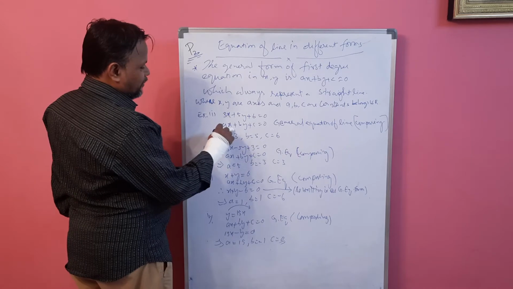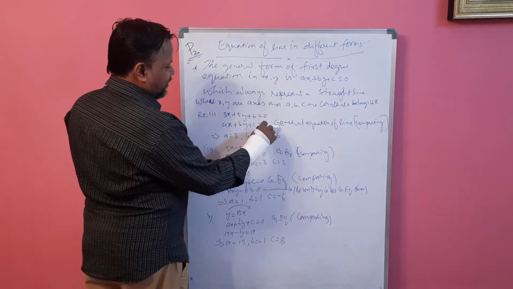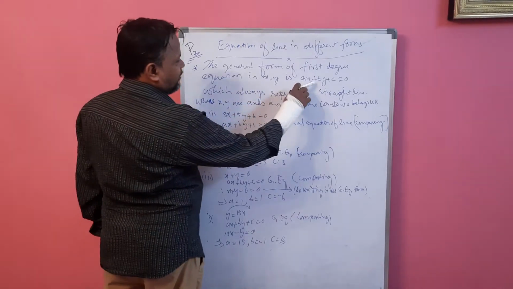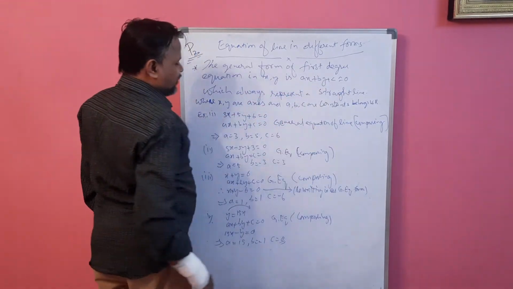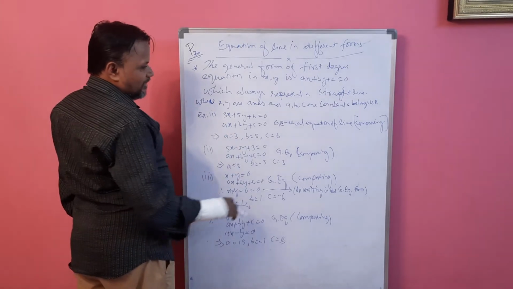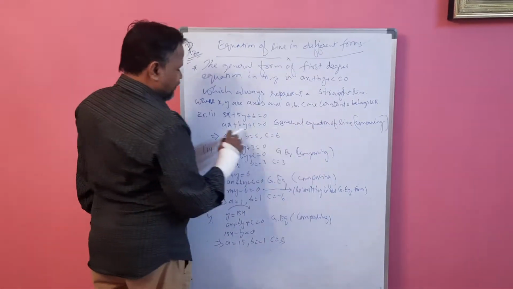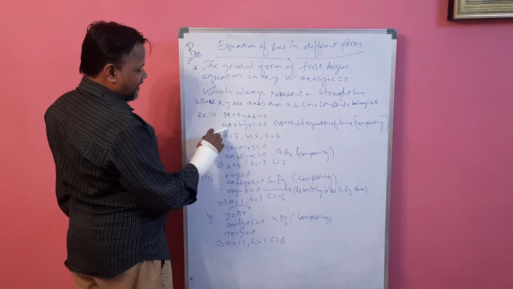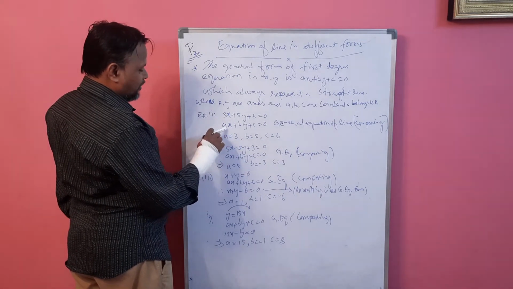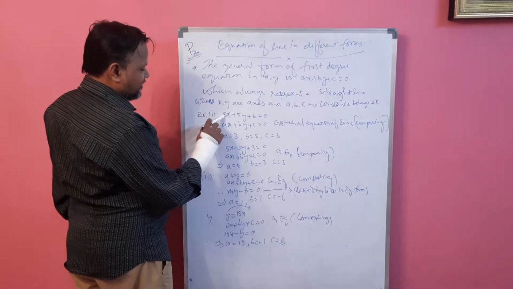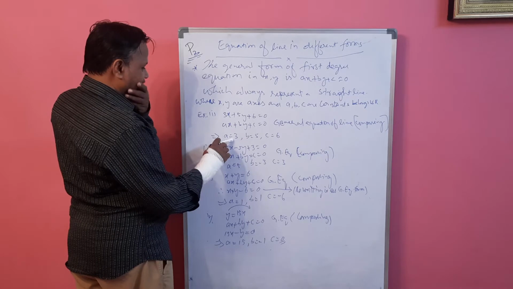Now ax plus by plus c equal to 0 is the general equation of a line. Now we are comparing these two. Comparing, we will get what? Coefficient of x in our general equation is a. Here the coefficient of x is 3. So a equal to 3.